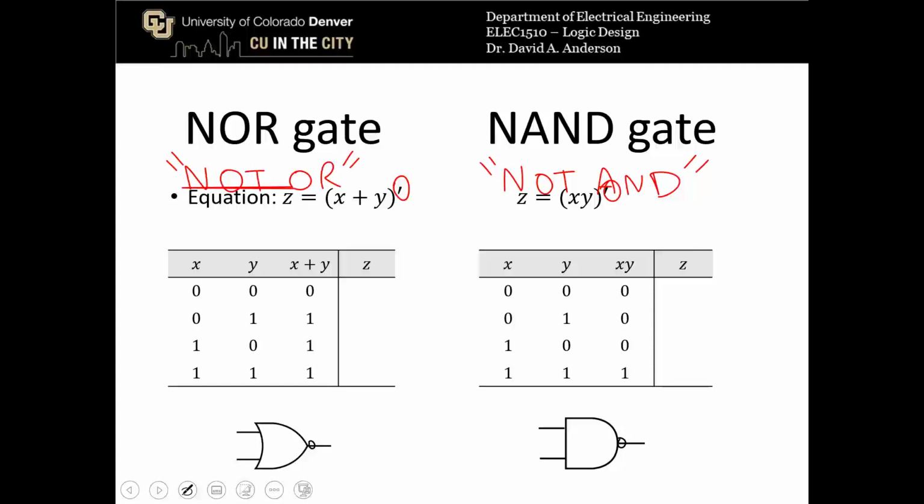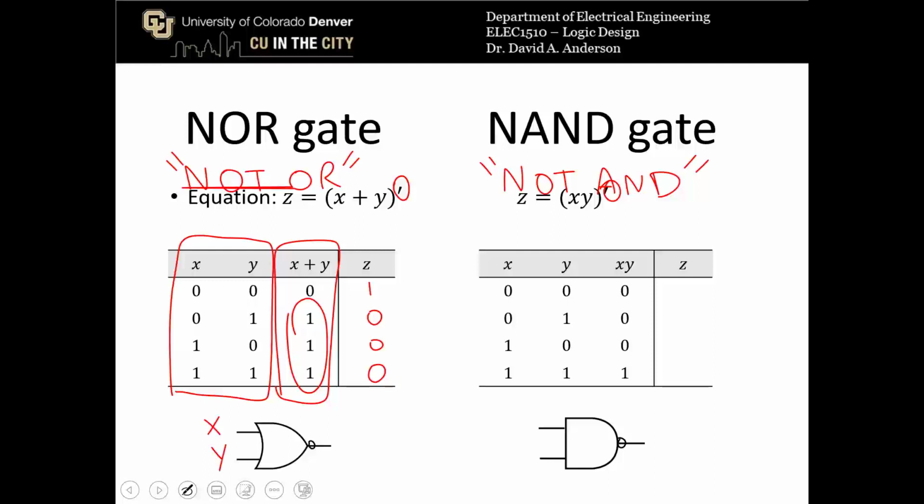So if we have two input variables x and y for NOR, the OR function is a 1 whenever one or both of the input variables is a 1, so we get 3 1s for x or y, and then the output z is the complement of x or y, which is 1, 0, 0, 0. Which means in this case it's only a 1 if both of the inputs are 0. So the NOR gate is going to realize this function and give us a 1 at the output only when both of the inputs are 0.